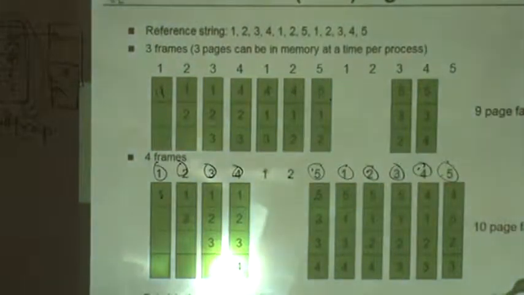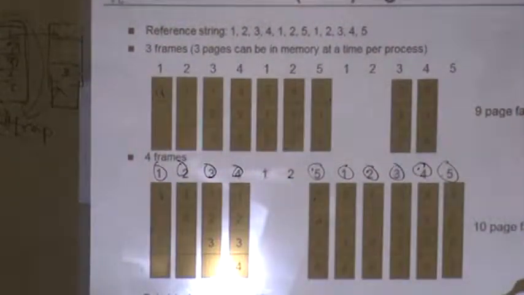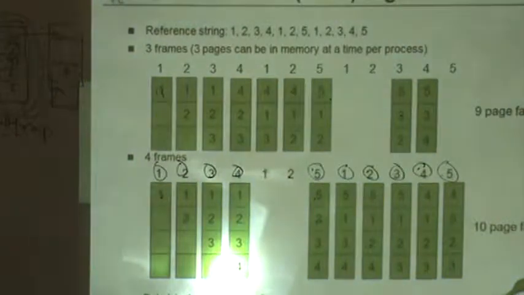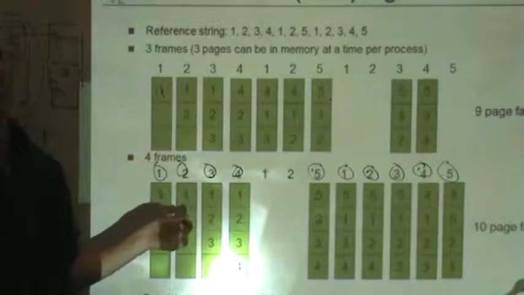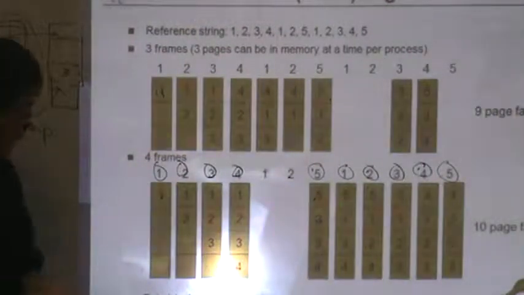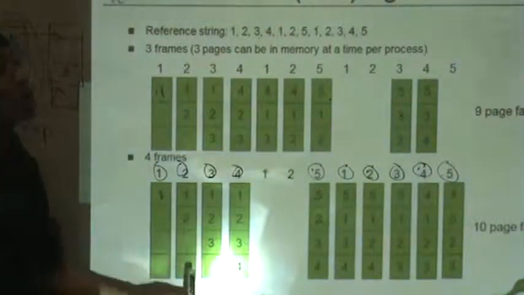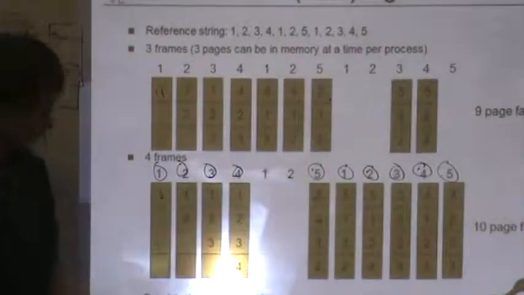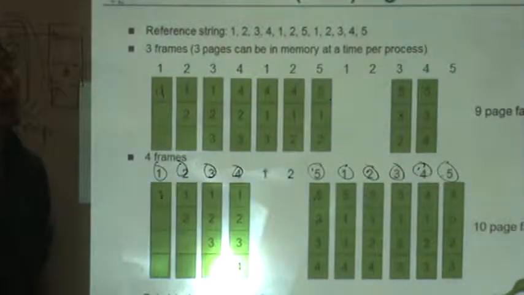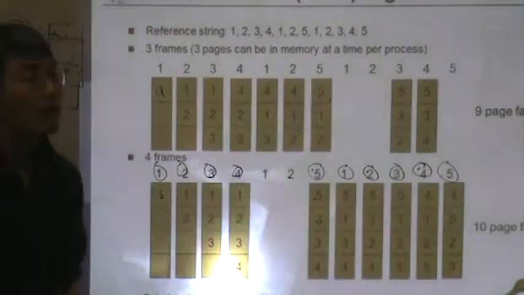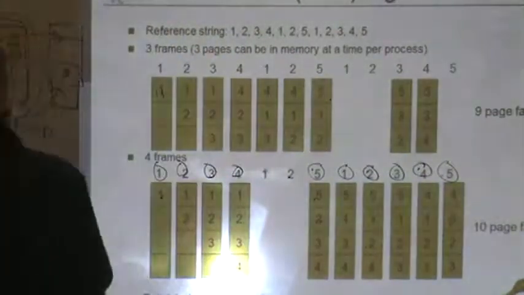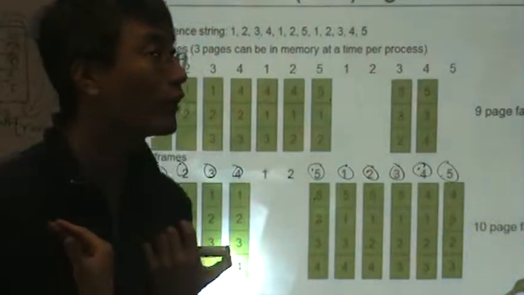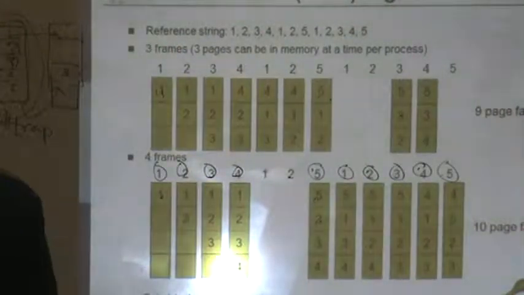It doesn't make sense, right? Why? Because we have the bigger size of memory, but more page faults. That is called Belady's anomaly. It's an anomaly. I think that's the name of the researcher, Belady's anomaly. Okay. The more page frames we have, the better performance. The fewer page faults, that's what we want, but not always.